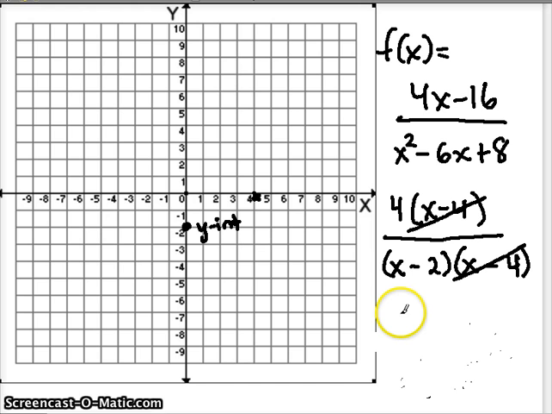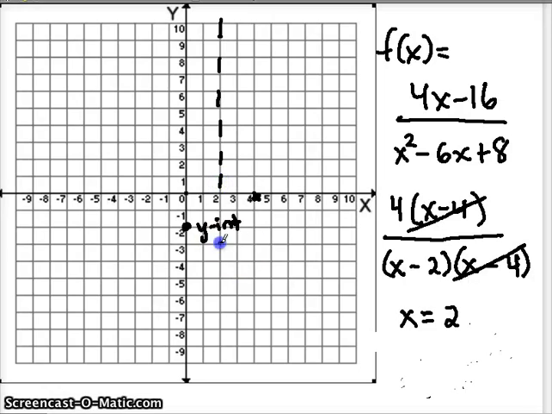So my vertical asymptote would be a vertical line, which is an x equals equation. And if I say x equals 2, that's an undefined place on my graph. So there's my vertical asymptote. Draw a dashed line at the value of x equals 2, that vertical line. And there's our vertical asymptote.